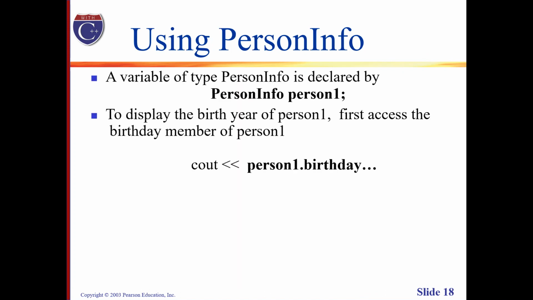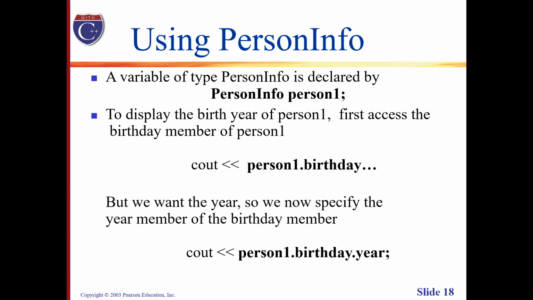So here's an example of how we can use the structure that we declared a while ago, in this case, PersonInfo. Let's say we would like to display the birth year of person. First, we access the birthday member of person. We can do this in such a way. However, we want the year, so we now specify the year member of the birthday member. So that's how we do it.